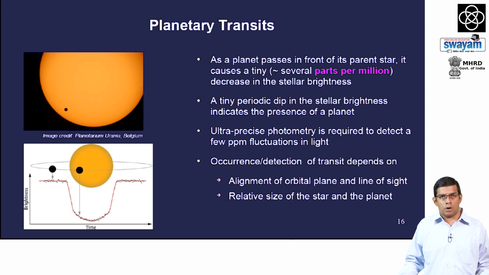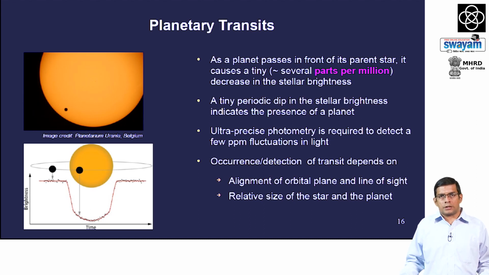For distant stars also, if they have planets which cross in front of the star, then we have the so-called planetary transit. Now, what this does is that as the planet passes in front of the star, it causes a dip in the stellar luminosity, which can be measured by ultra precise photometry. And if this dip is periodic, as the planet goes around the star and comes back in front, then we can detect planets using this method.